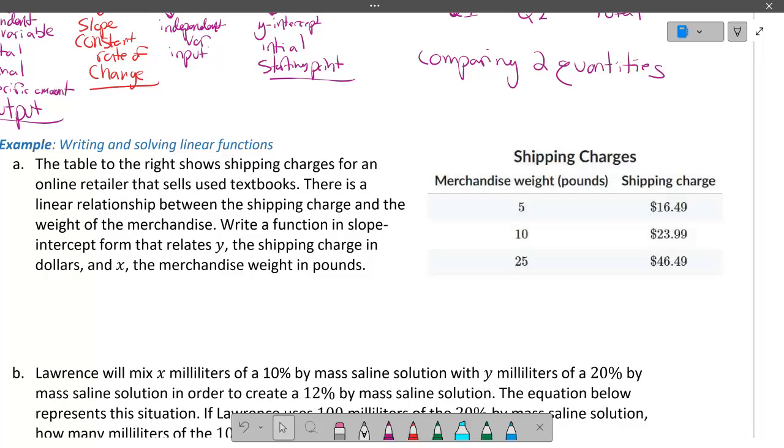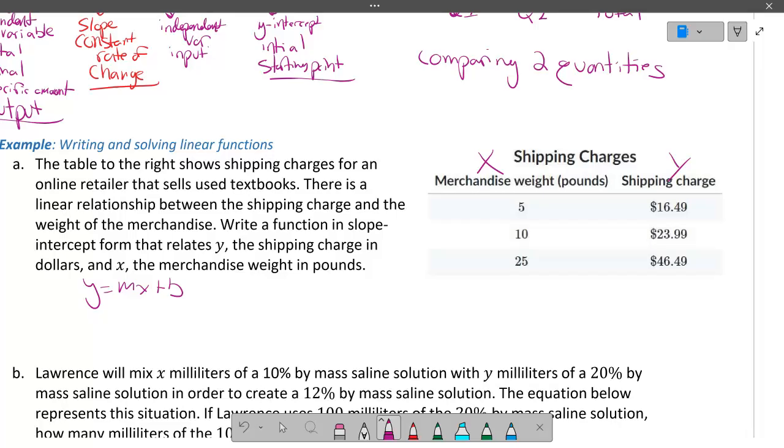So we have a table here representing the relationship between merchandise weight in pounds and shipping charge. They tell us to write a function in slope-intercept form, so we know we want y equals mx plus b, that relates y, the shipping charge, to x, the merchandise weight. Here's our x value, here's our y value. We're writing a model in terms of x and y that represents this linear relationship. What is the first thing we can find using this table so that we can get our model?